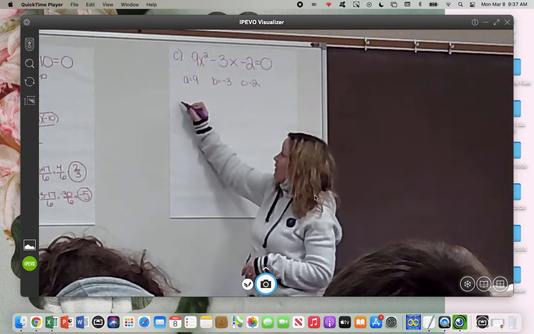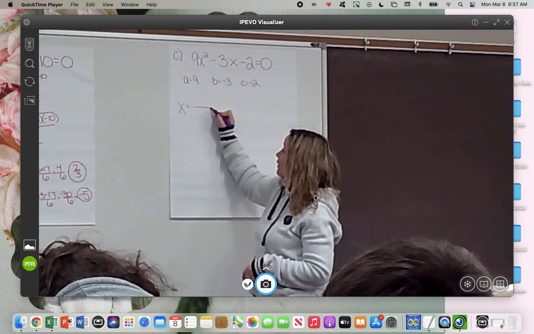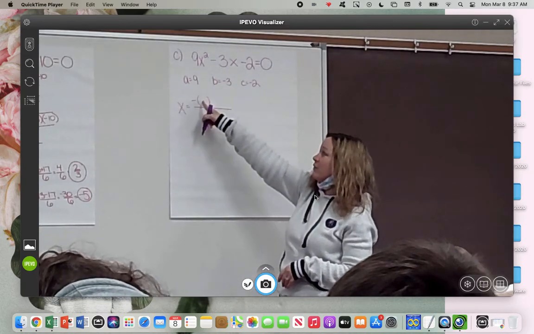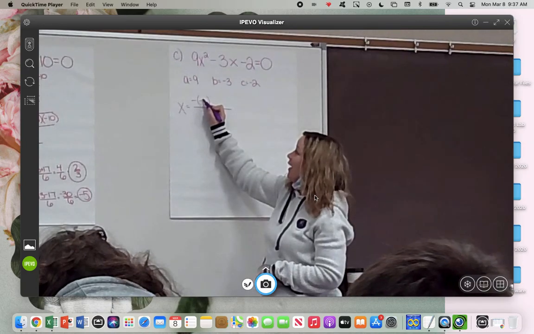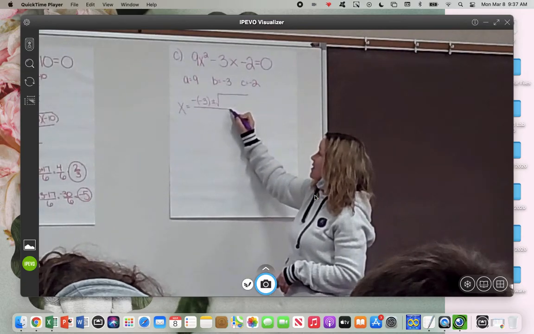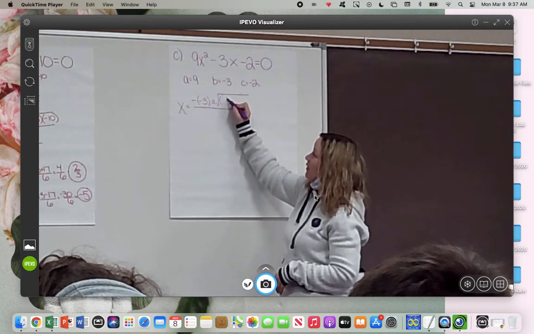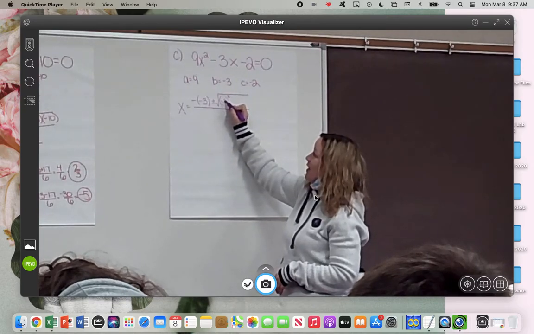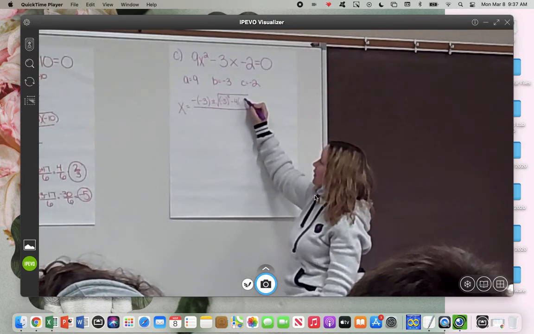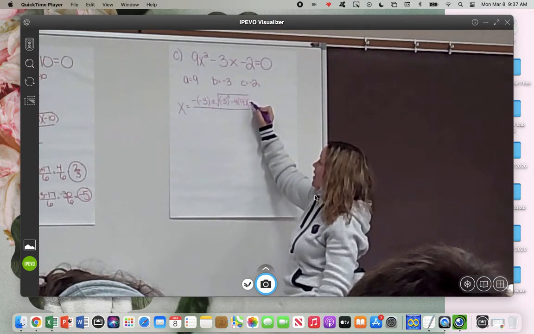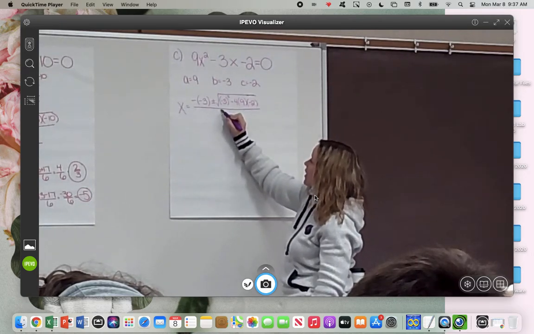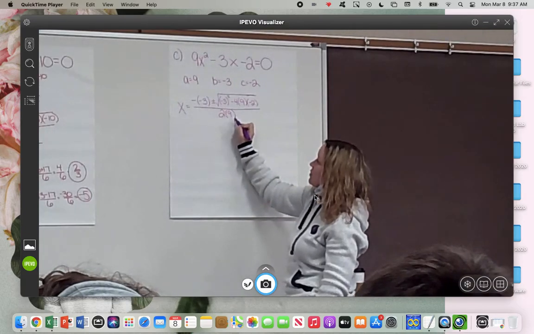All right, so for my formula, the first thing is negative B. But what? B is negative 3. So make sure you plug in a negative 3. Then inside the square root, the first part is B squared. So I'm going to plug in my negative 3 for B there. Then I have minus 4 times A, which is 9, times C, which is negative 2. And then I'm going to divide by 2 times 9 because it's 2 times A.